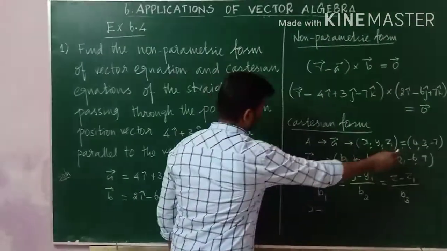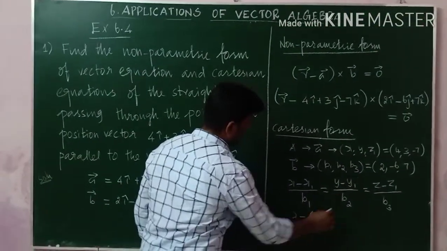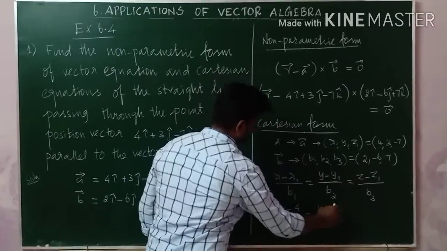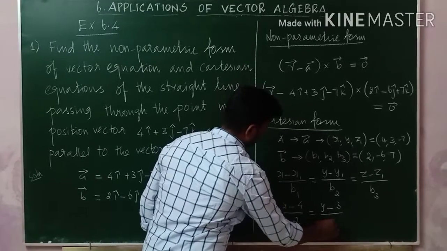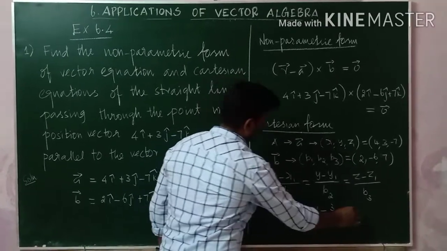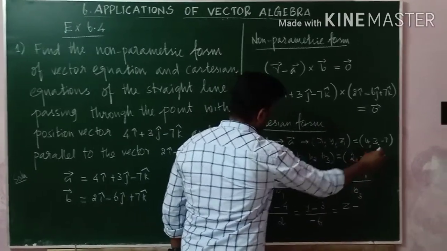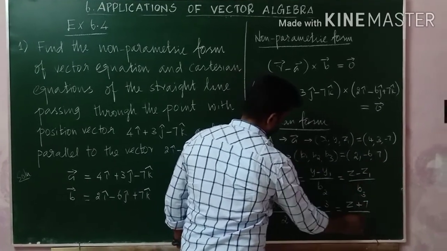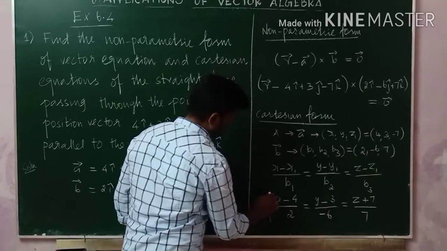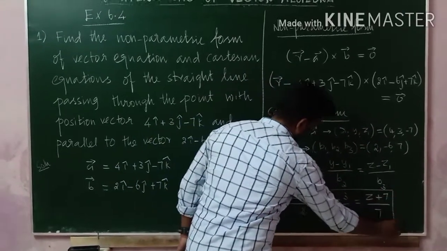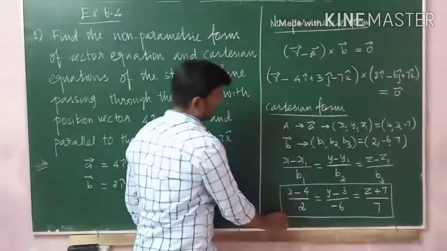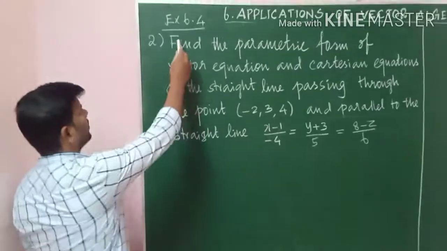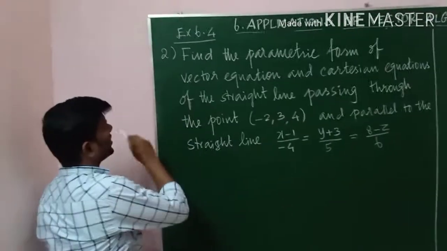X minus x1 by b1 is equal to y minus y1 by b2 is equal to z minus z1 by b3, which gives x minus 4 by b1 2, y minus 3 by b2 minus 6, and z minus z1, minus of minus 7 plus 7 by b3 is 7. So this is the required Cartesian equation of the straight line when a point and a parallel vector are given. Exercise 6.4, second question.